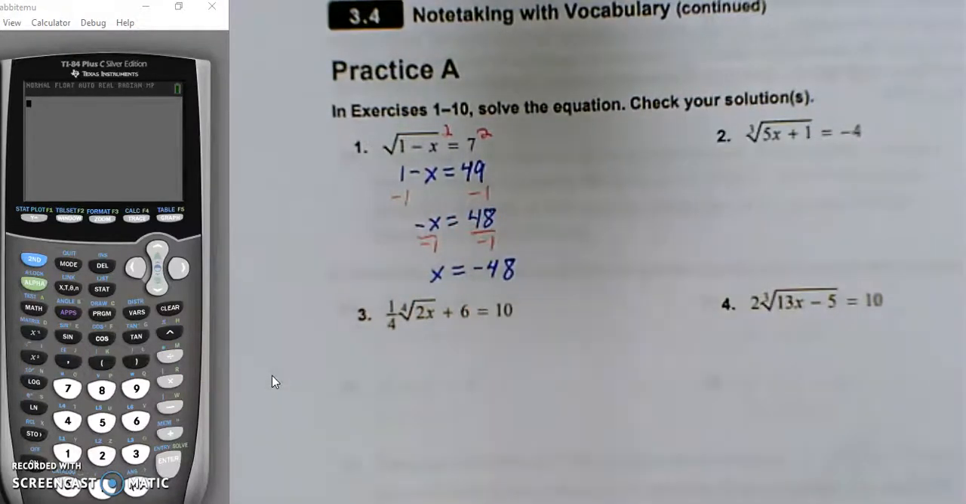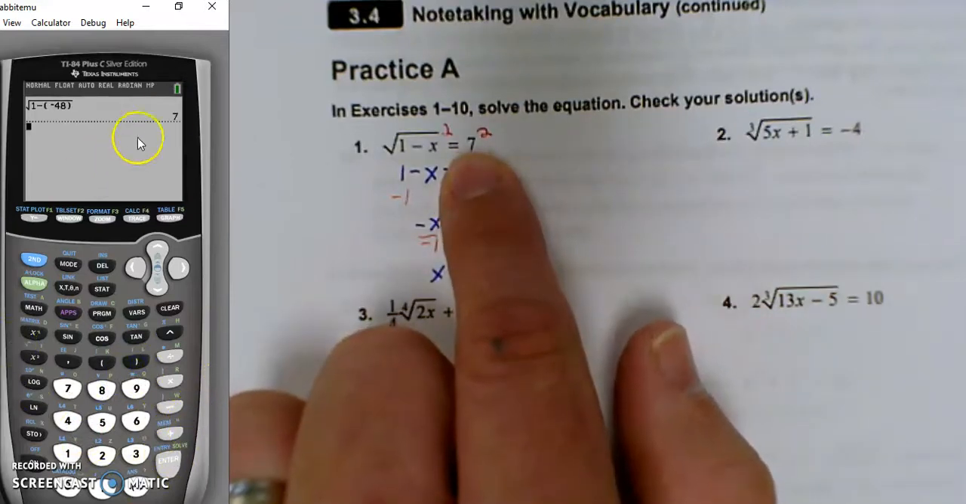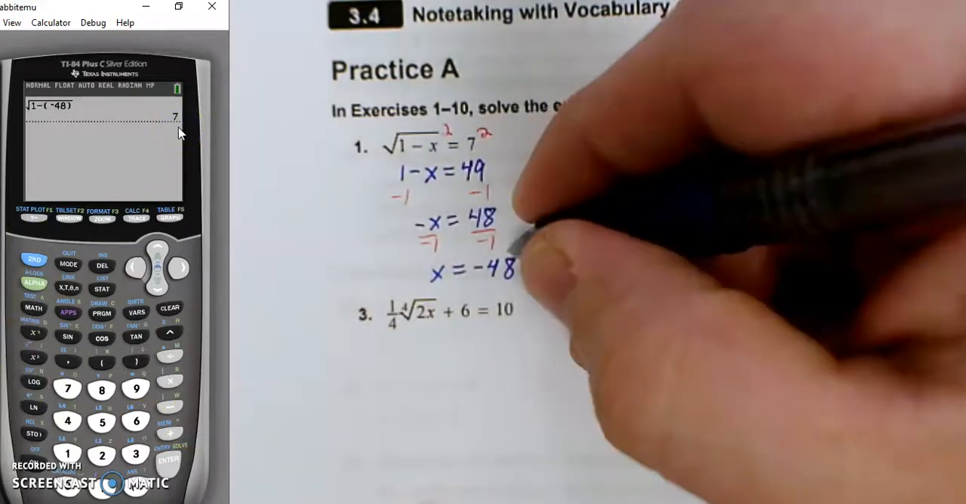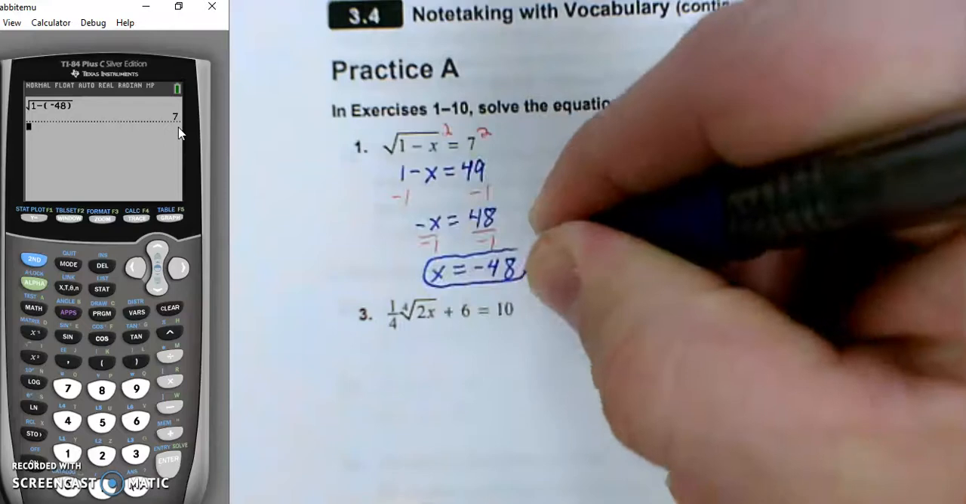Now before you say that that's a good answer, you do want to check your answer by typing the original expression into your calculator. So square root of 1 minus the x I found, negative 48. I'm dropping that in, and when I hit enter, I do get 7, just like I'm supposed to. Now I'm ready to say that that's my answer. Move on to number 2.